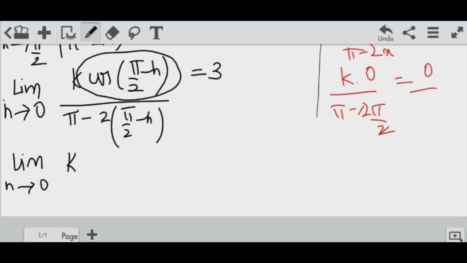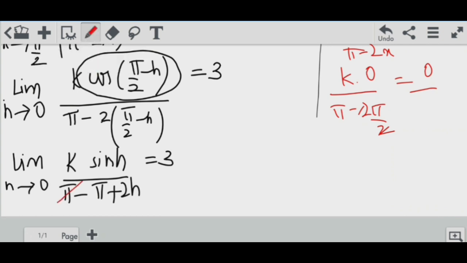Cos of 90 minus theta is sin theta, here sin h, divided by, this will be pi minus 2 into pi by 2. You are left with pi. Minus into minus is plus 2h, is equal to 3. So you have the limit of k sin h divided by pi minus pi plus 2h is equal to 3 as h tends to 0.